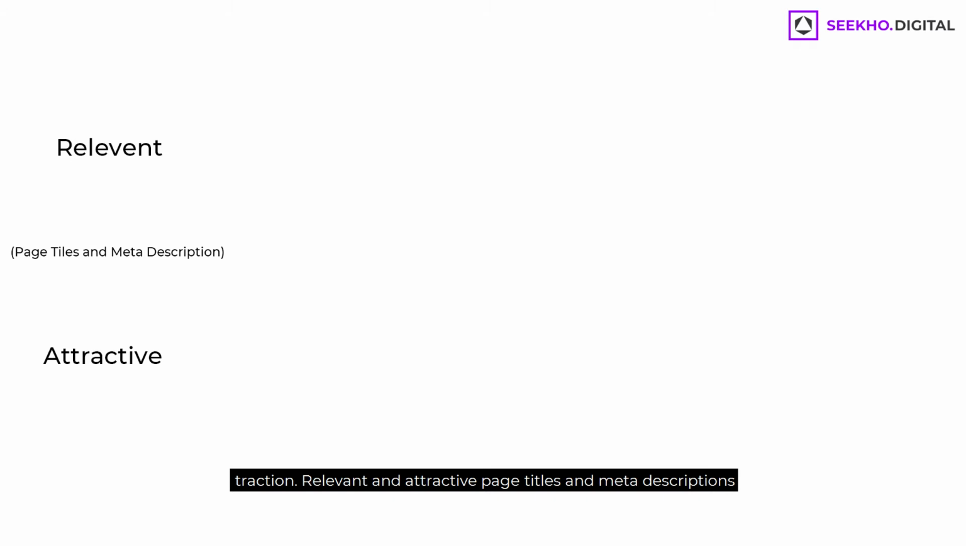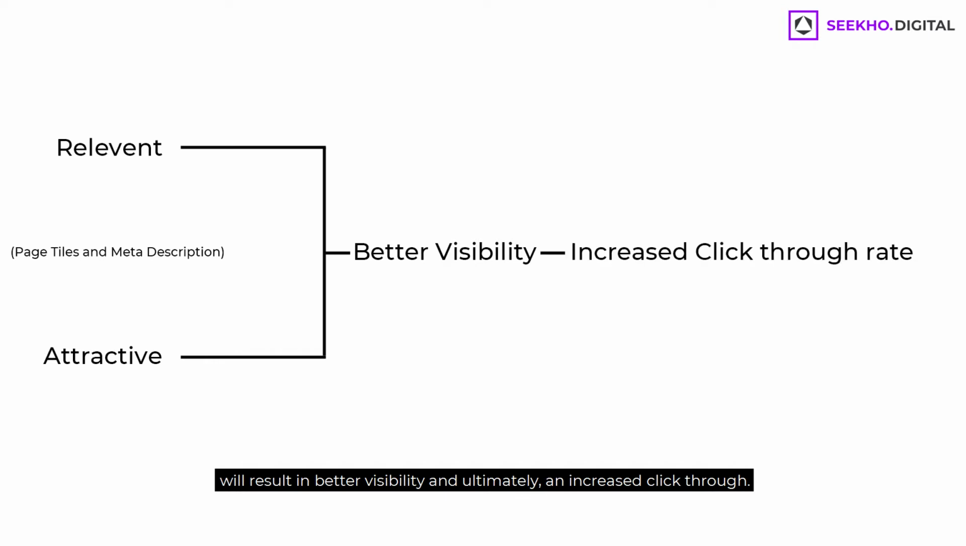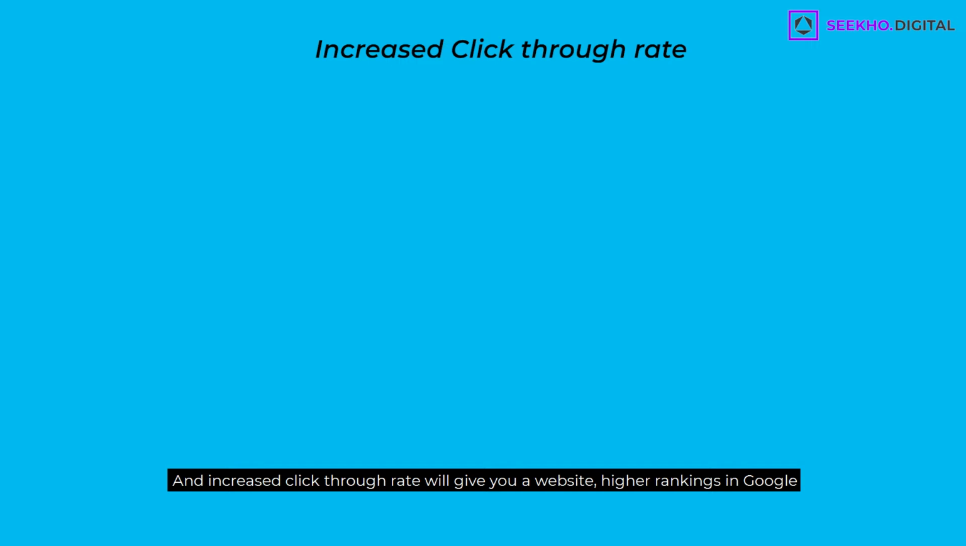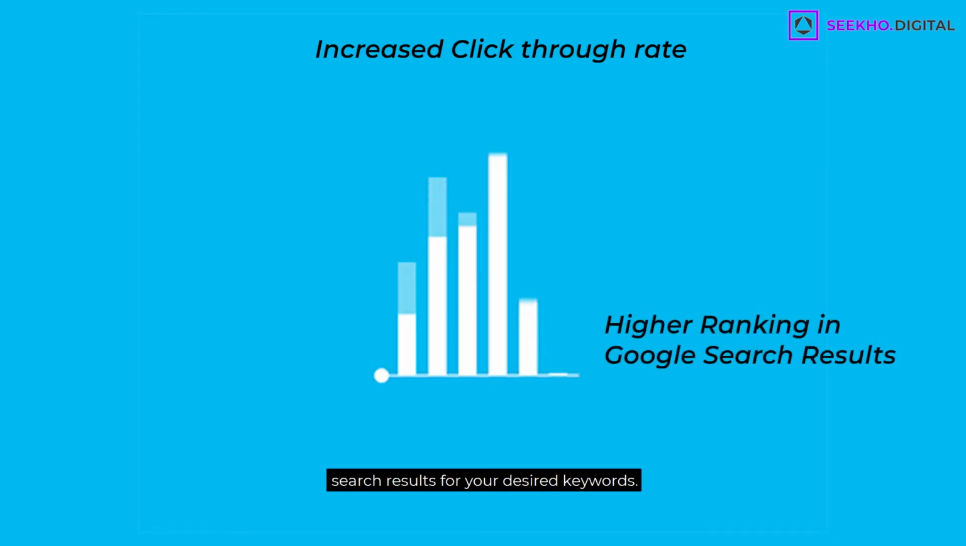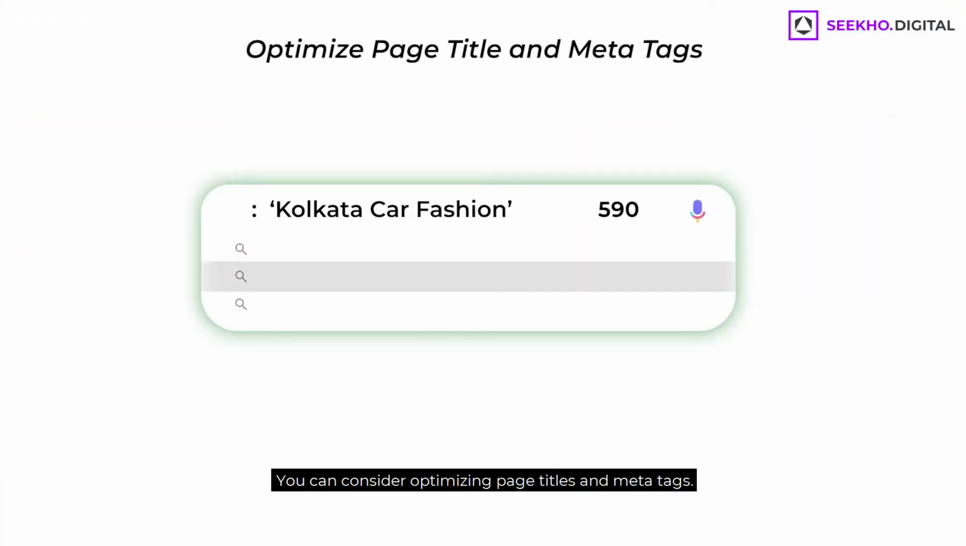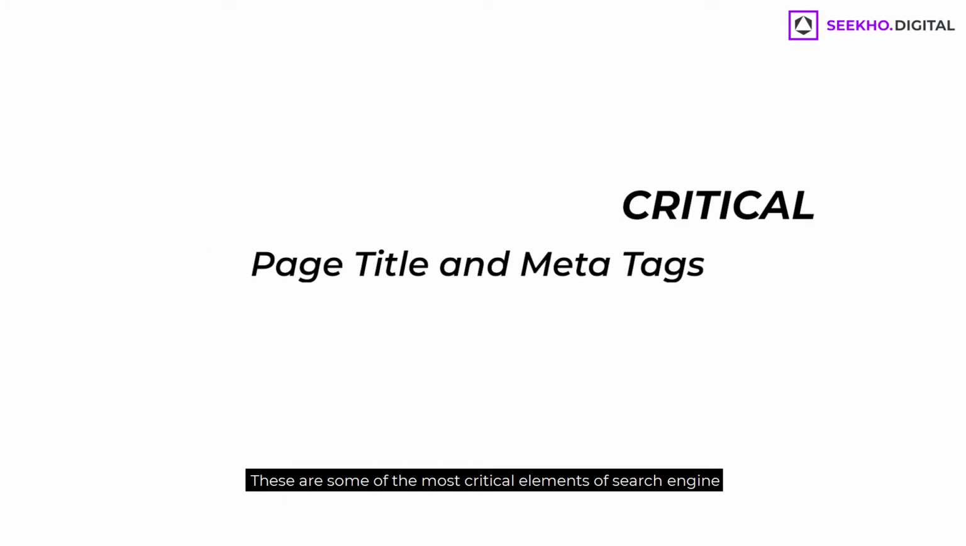Relevant and attractive page titles and meta descriptions will result in better visibility and ultimately an increased click-through rate. An increased click-through rate will give your website higher rankings in Google search results for your desired keywords. You can consider optimizing page titles and meta tags. These are some of the most critical elements of search engine optimization for any website.